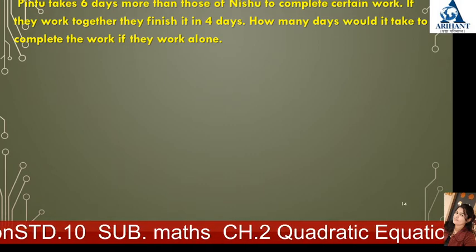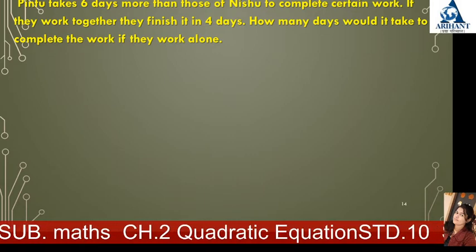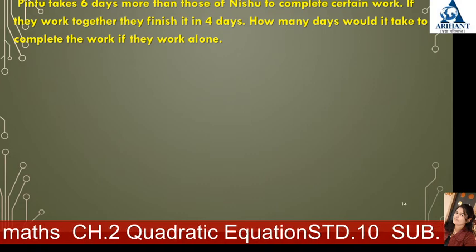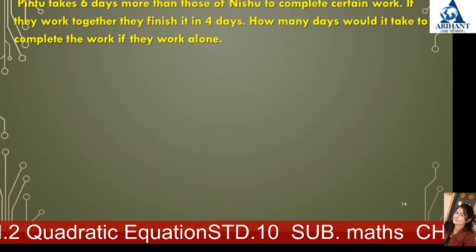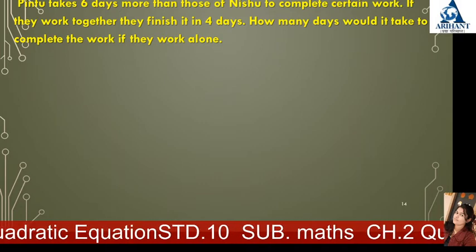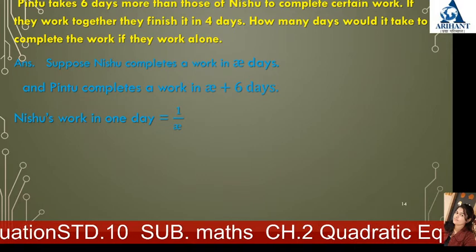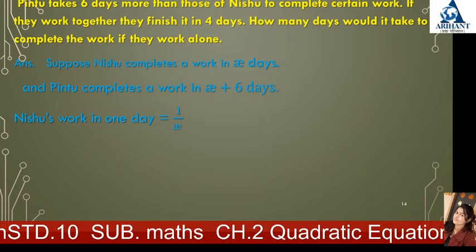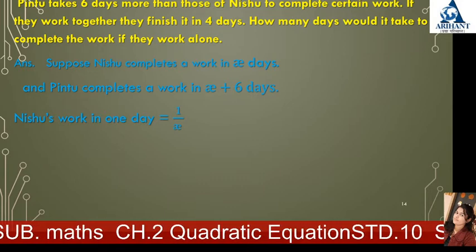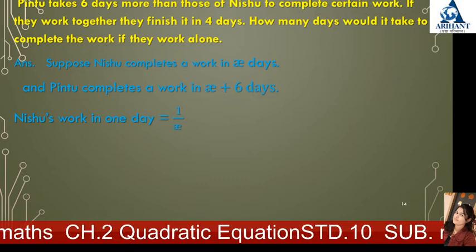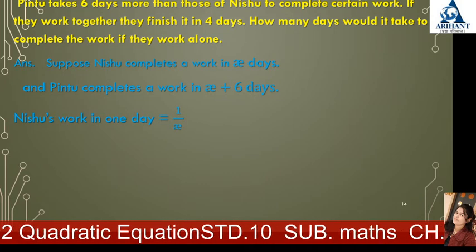So what we need to find out? We need to find out their separate work time, right? How much work they do separately in one day. So let's suppose Nishu completes the work in x days and Pintu completes the work in x plus 6 days, which is given, read carefully. Pintu takes 6 days more than Nishu to complete a certain work.